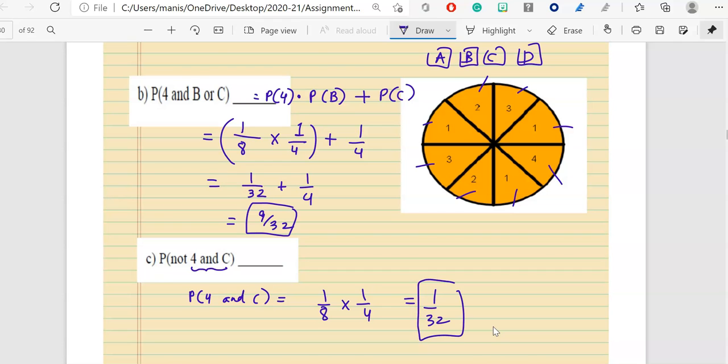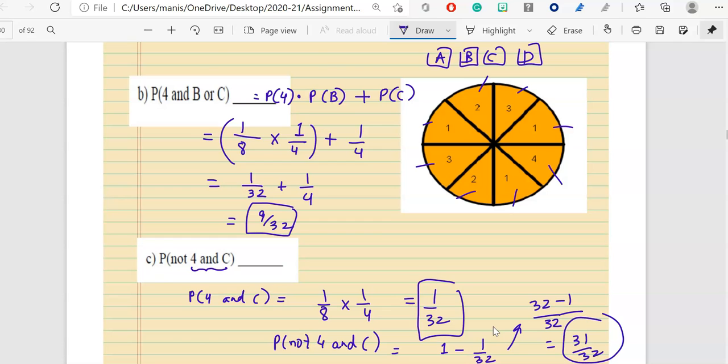Now it is saying not. Whenever the not part comes, what you should do is, for not 4 and C, you subtract this from 1. So it is 1 minus 1 over 32. You can do all those things in your calculator. Everything you can do in your calculator also. And your answer will be 31 over 32. So this is the answer for this problem.